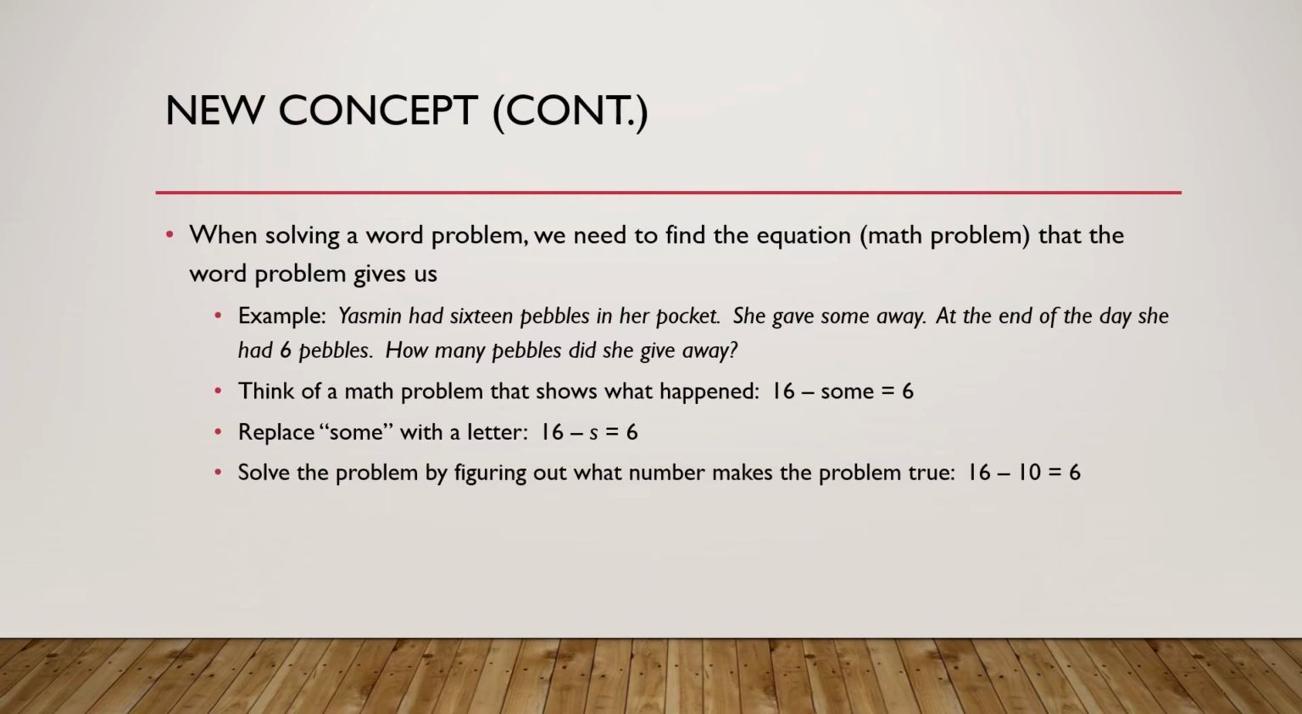Now we have to solve the problem by figuring out what number makes the problem true. So what number can I put in for s that's going to make the problem equal 6? And I come up with 16 minus 10 equals 6. Therefore, Yasmin gave away 10 pebbles. That would be the answer to the problem.